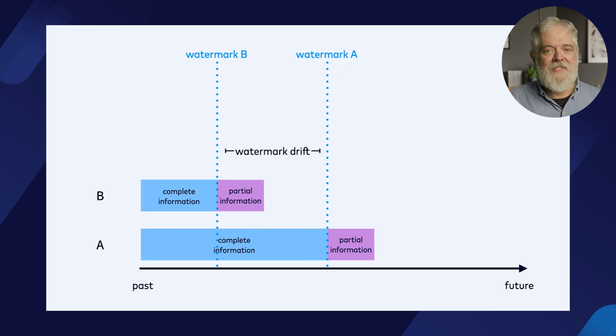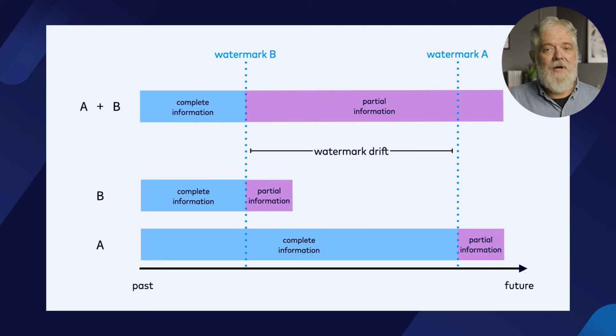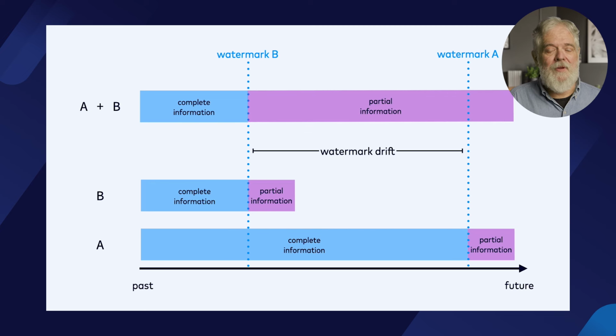Watermark drift measures this misalignment between watermarks for A and B. As these watermarks drift farther and farther apart, any operation combining the two streams will be buffering more and more partial information, which can lead to significant performance problems, and may also cause operational challenges for the Flink cluster running the job.